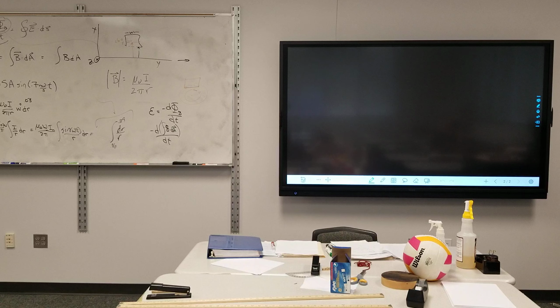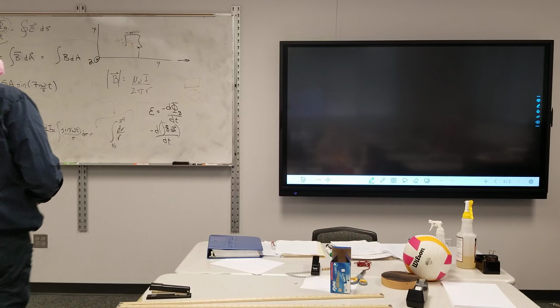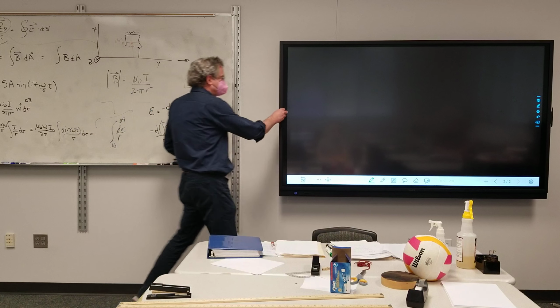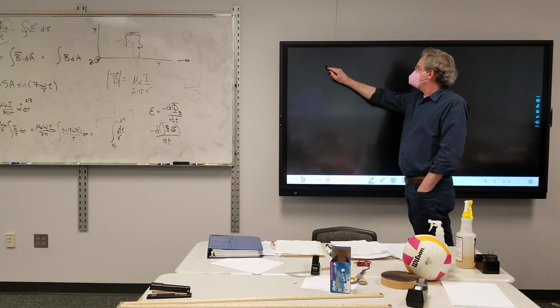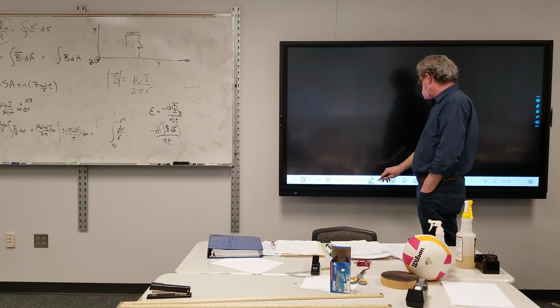But if it's just talking about the area enclosed here, then I don't understand why there wouldn't be a change in flux there. No, that's, so we've got, right, so, all right.